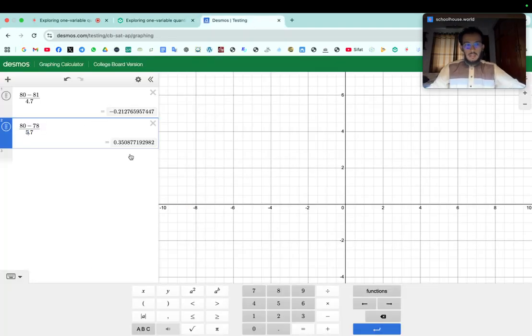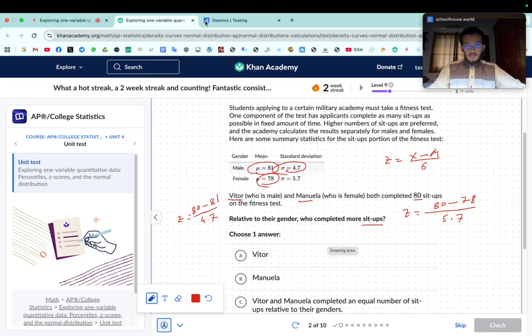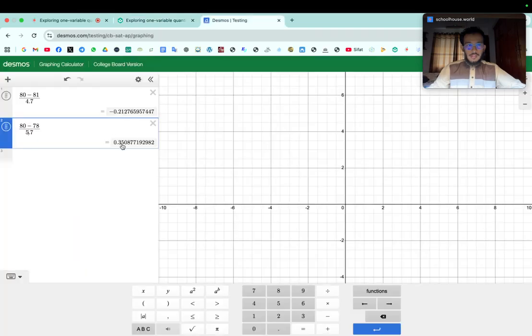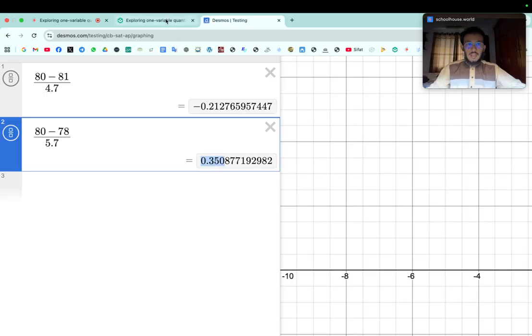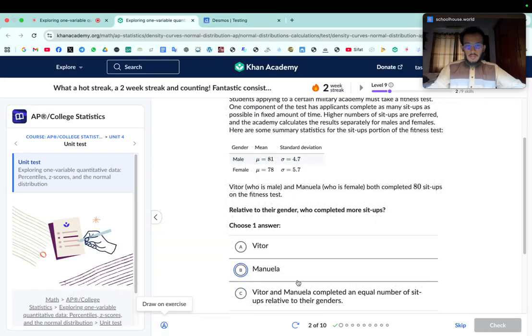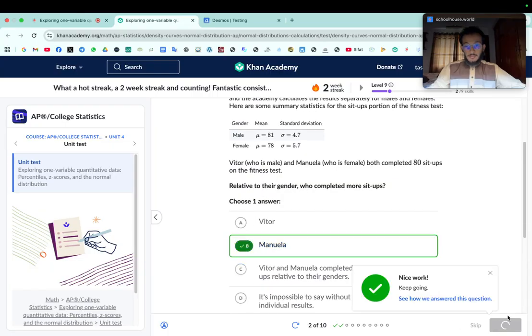So 5.7 gives us. Now, we have to see who completed more sit ups, whether the first one or the second one. 80 minus 78 over 5.7, 80 minus 81 over 4.7. So as you can see, the first one is in the negative and the second one is in the positive, which means the second one is greater. So which means that Manuela has performed more sit-ups. All right.